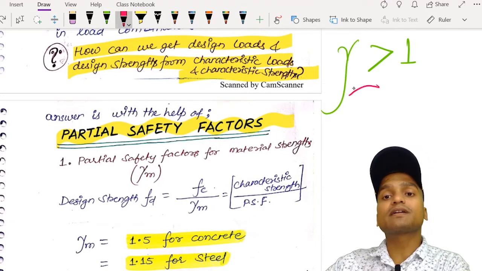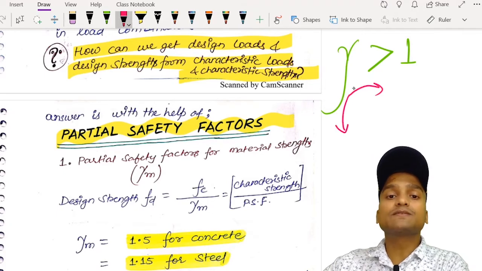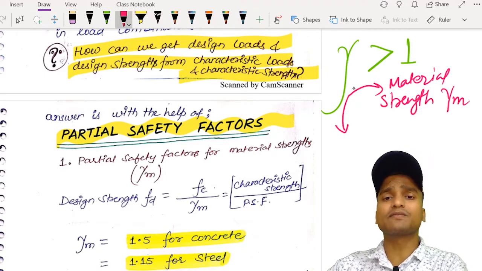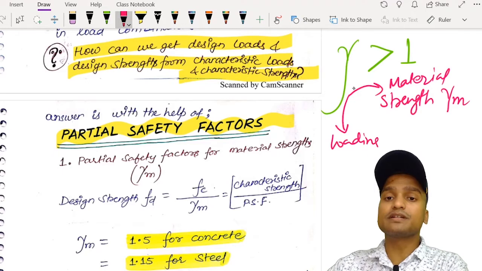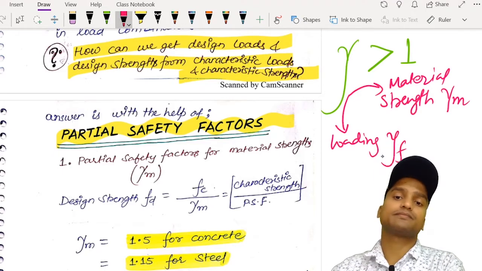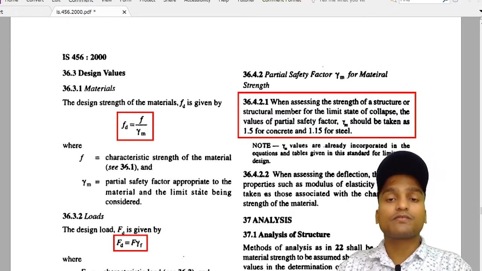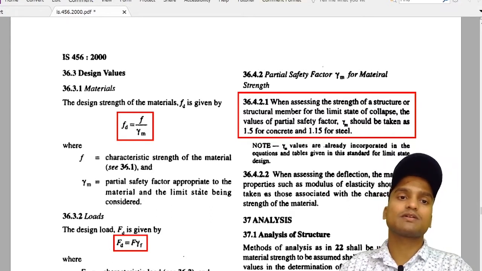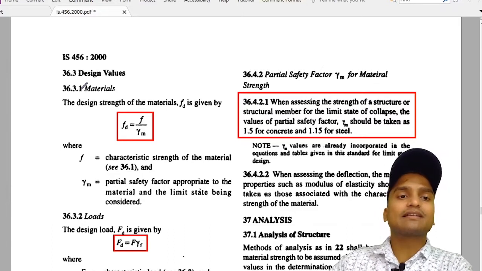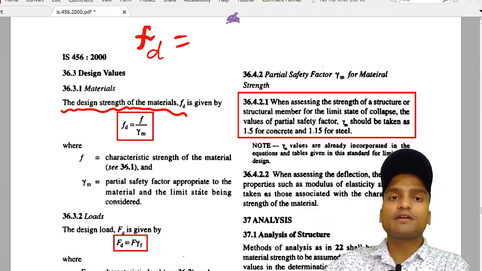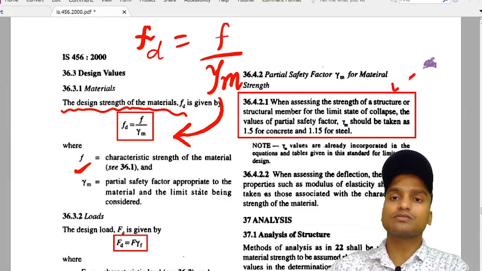Now partial safety factor are of two types. One is for the material strength, and this is represented by gamma m. Another is the partial safety factor for loading, and this is represented by gamma f. So let us check how do we calculate design values from the IS 456. So it is written that the design strength of material is equal to F divided by gamma m, and you can check it here also.